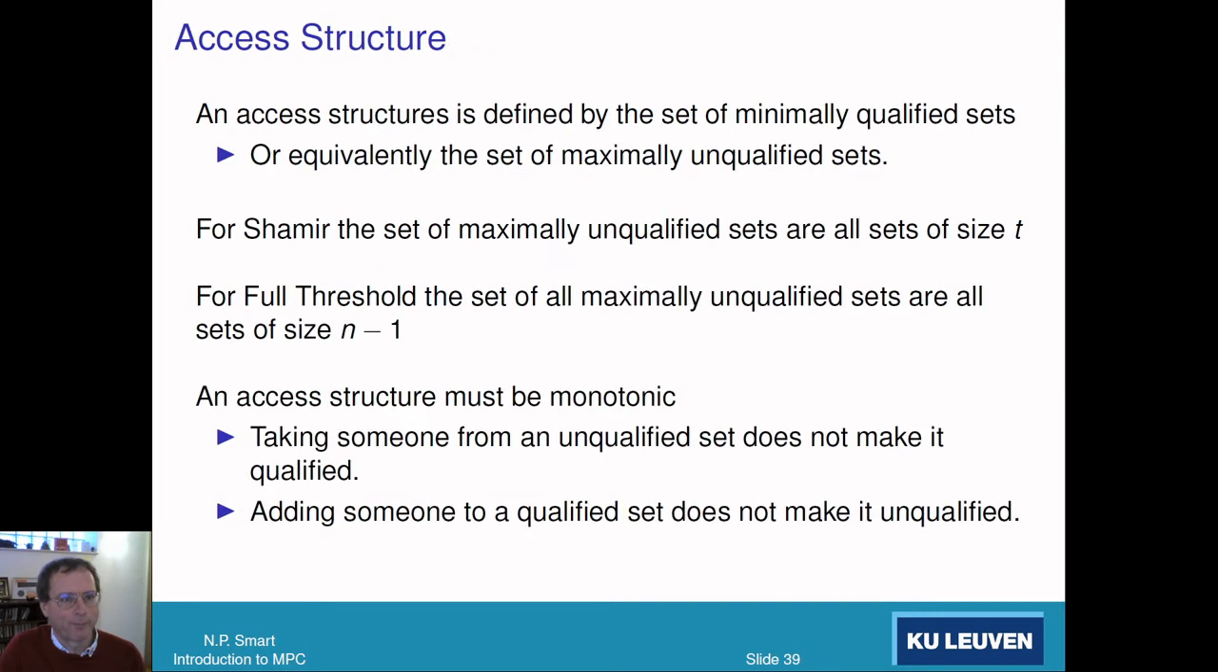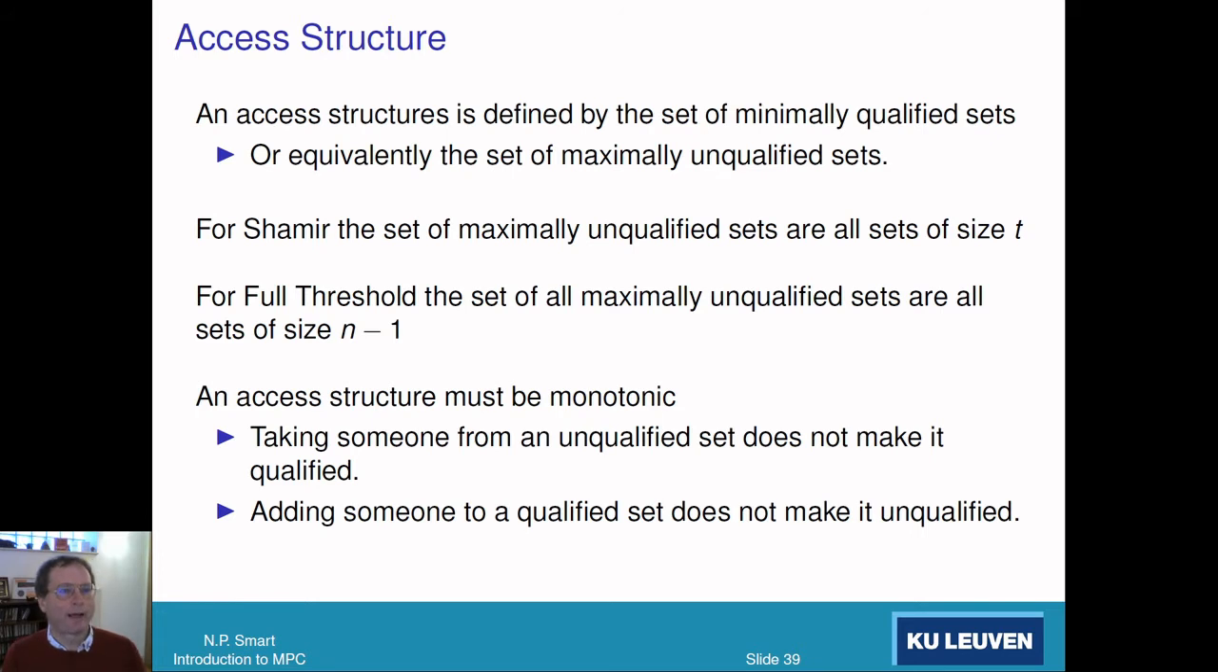We can do anything. We've had Shamir, which gives us a threshold structure, and we've got full threshold. So what other access structures can we define? Okay, so an access structure is actually defined by the set of minimally qualified sets, or equivalently the set of maximally unqualified sets. For Shamir, the maximally unqualified sets are all of size t, and for full threshold, the maximally unqualified sets are of size n minus 1.